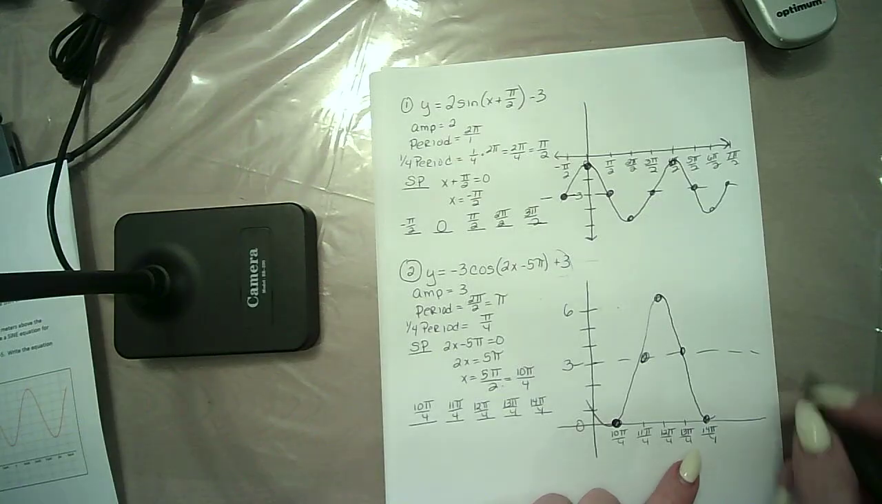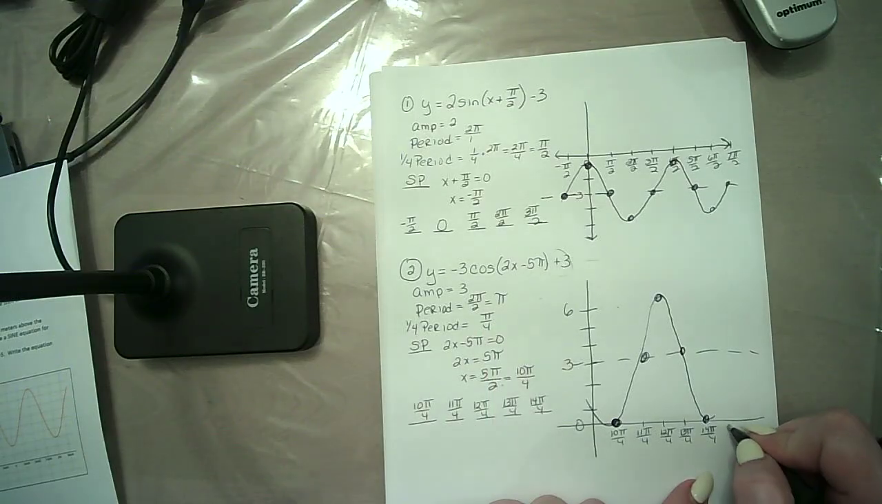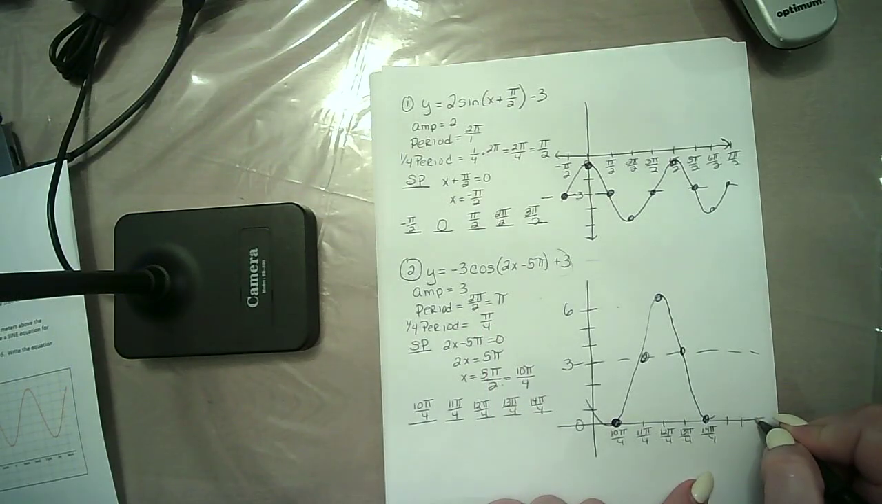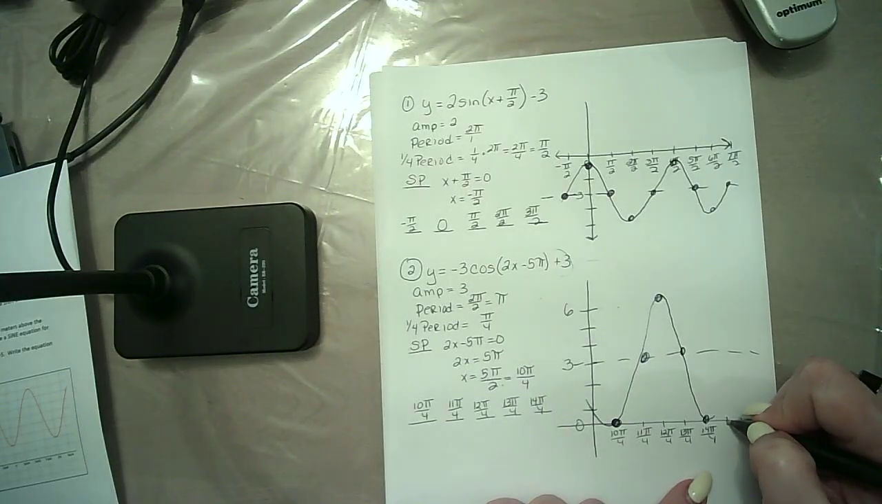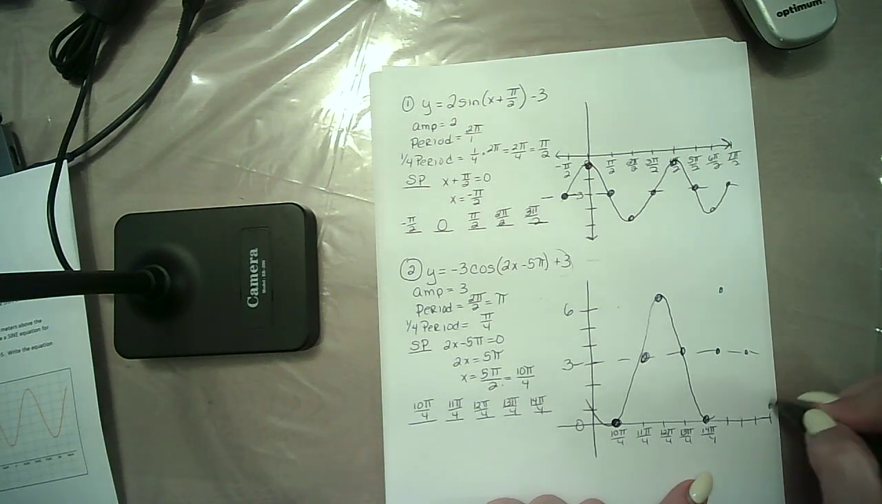I don't know if I'm going to fit it. I'm going to try. So I'm adding 1, right? Yeah. So this would be 15, 16, 17, 18. I'm squeezing it in, guys. I'm sorry. So then we would go here, positive amp, back to the midline, negative amp.